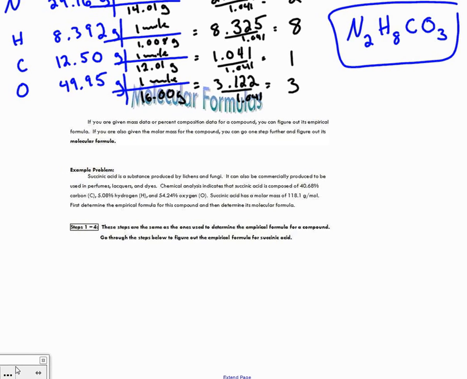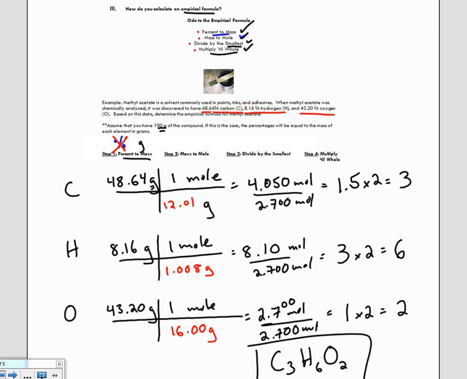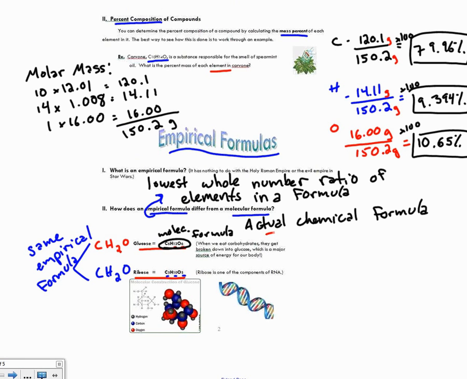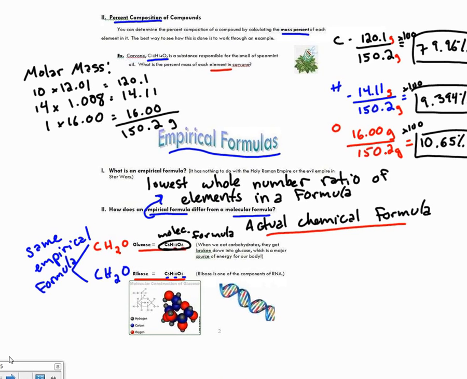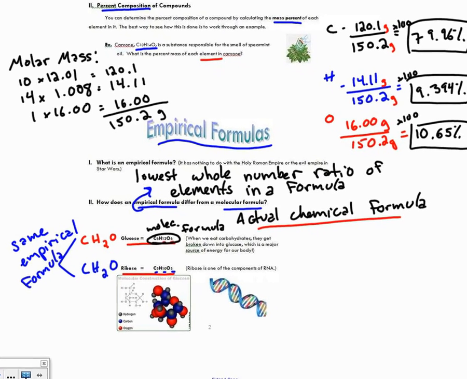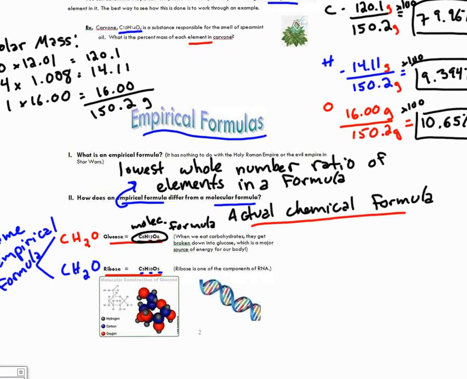It has to do with the molecular formula. And if you remember, if we scooch back here, the molecular formula is the actual chemical formula. What if you get all this percentage stuff, but I actually want you to find out not just the lowest ratio, but what the actual formula is? So let's take a look.